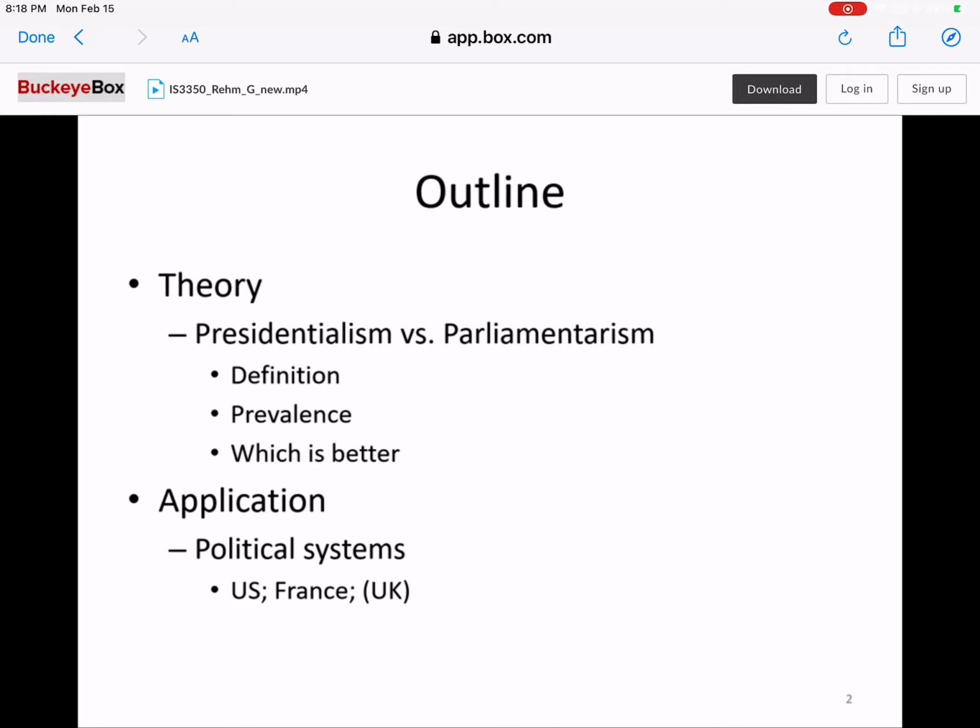The topic of this lecture is the distinction between presidentialism and parliamentarism, which are different ways in which the relationship between the executive and the legislative are organized within democracies. And I want to talk about this topic both theoretically first and then apply it to political systems in the US and Europe.